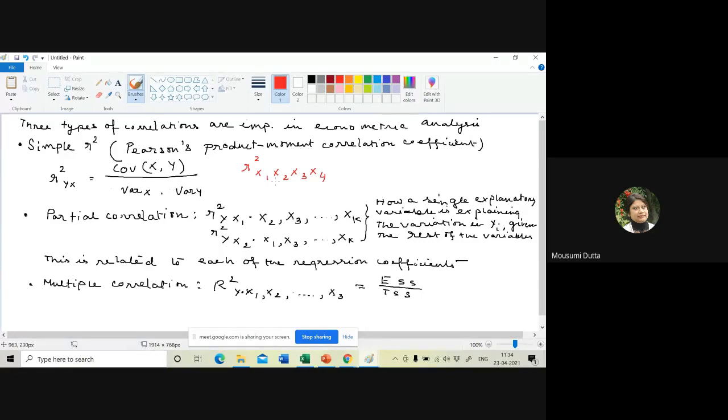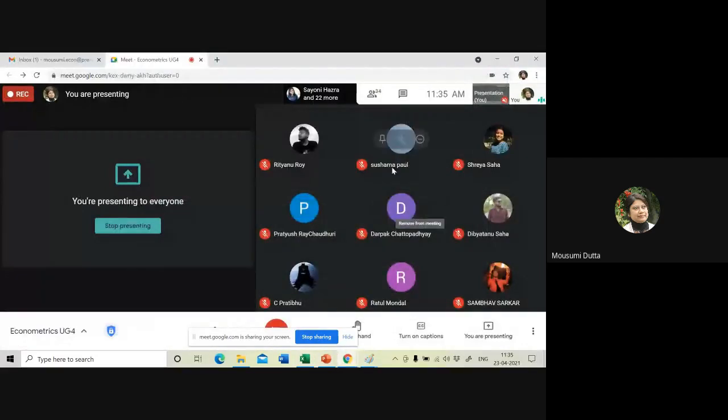Please take note of the fact that, however, in regression analysis, when we have more than one explanatory variable, we consider the simple correlation among all explanatory variables.